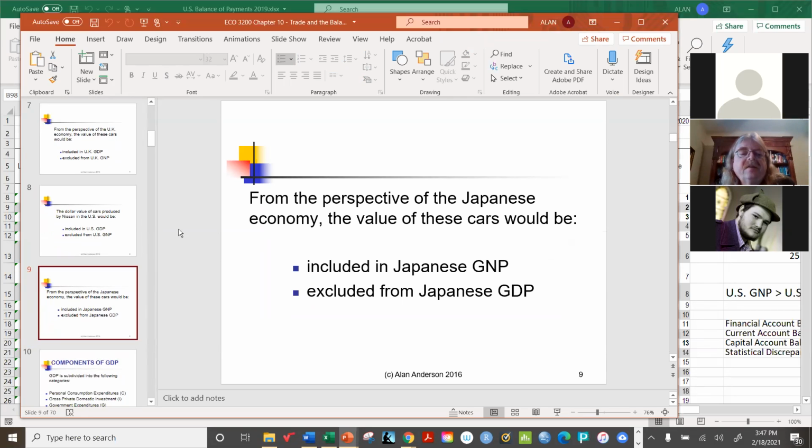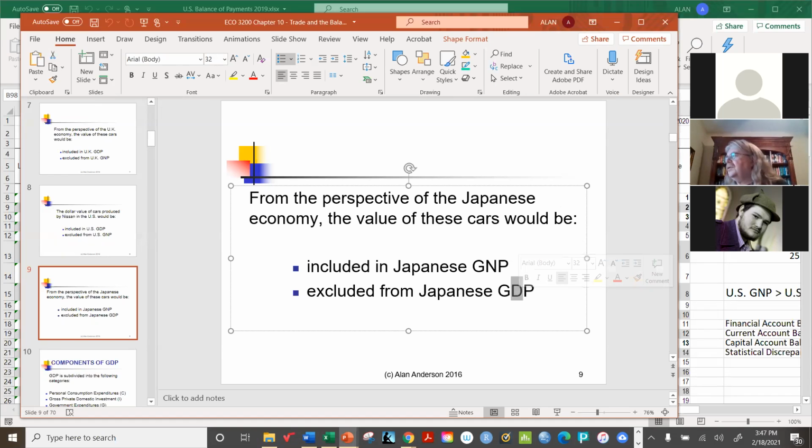From the perspective of the Japanese, though, the cars that are being produced in the United States would be counted in Japan's GNP because it's a Japanese company, but not their GDP because they're not being built in Japan.